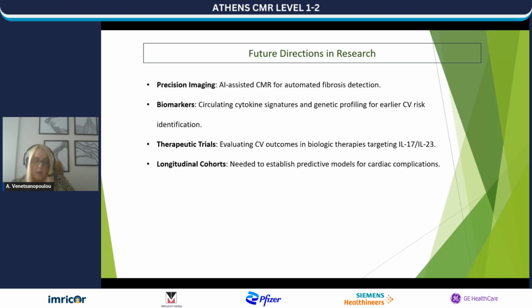AI-assisted cardiac imaging will help detect heart changes earlier. New biomarkers and genetic profiling may also help us identify high-risk patients before complications present. Clinical trials are now evaluating cardiovascular outcomes in new biologic therapies, and of course, we need long-term study to help us refine predictive models, moving us towards truly personalized cardiovascular prevention.